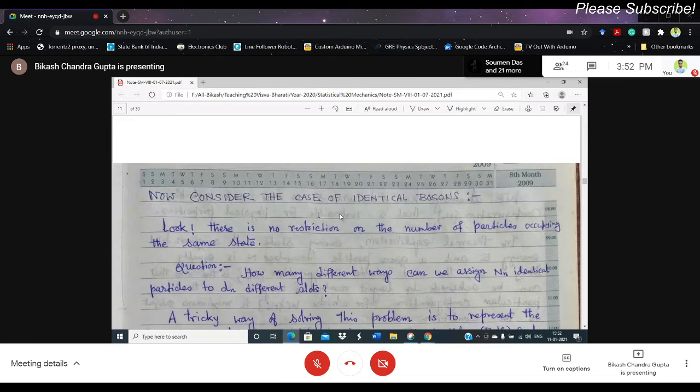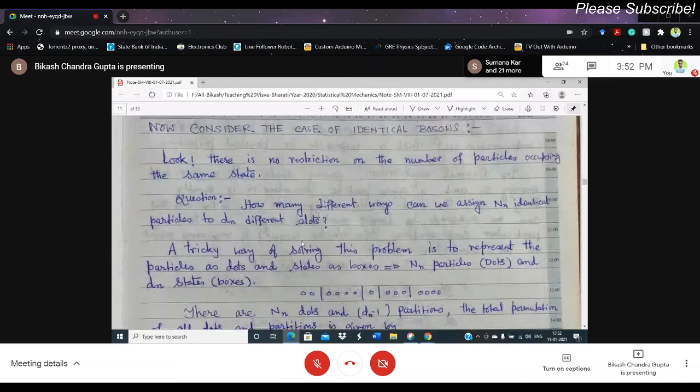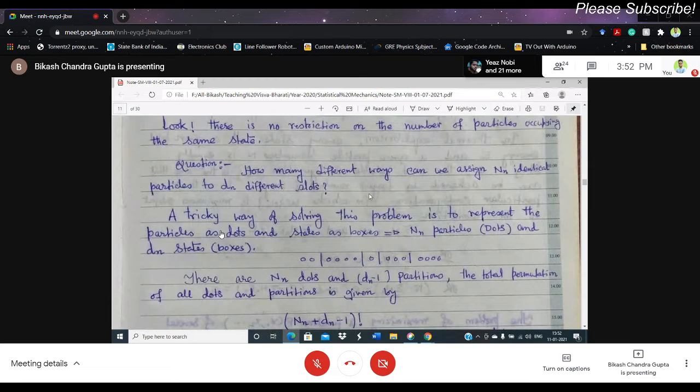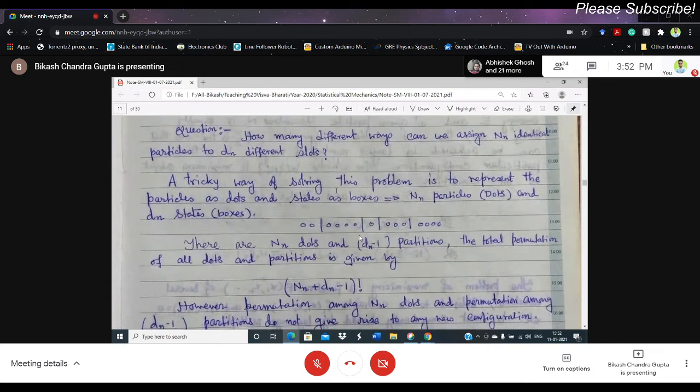Now consider the case of identical bosons. Look, there is no restriction on the number of particles occupying the same state. Now the question is, this is again a kind of tricky way of representing things, as statistical physicists do, okay?